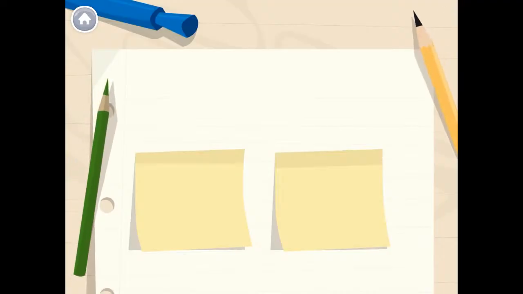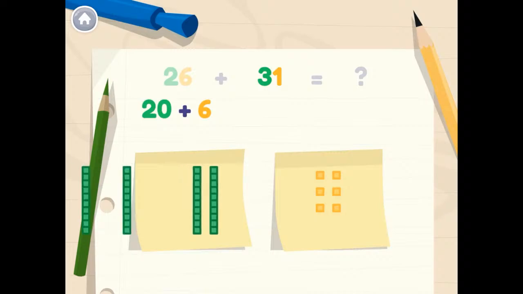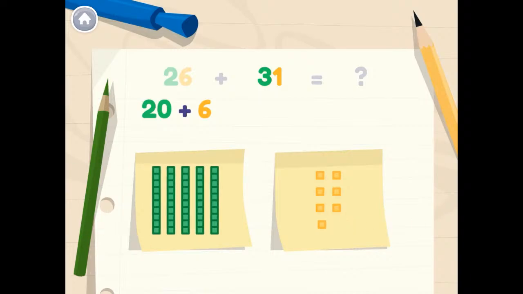I'm wishing to do some addition. What is 26 plus 31? Here is one way to solve it. We can expand the numbers into tens and ones. There are 2 tens and 6 ones in the number 26. 2 tens and 6 ones. There are 3 tens and 1 one in the number 31. 3 tens and 1 one.